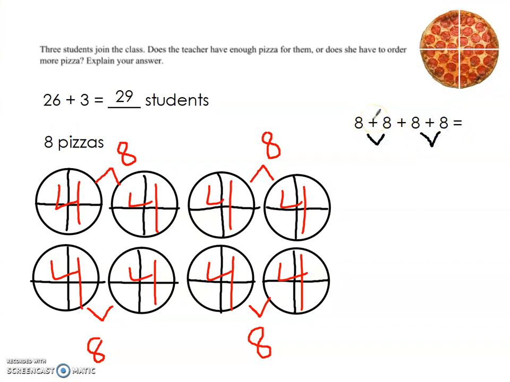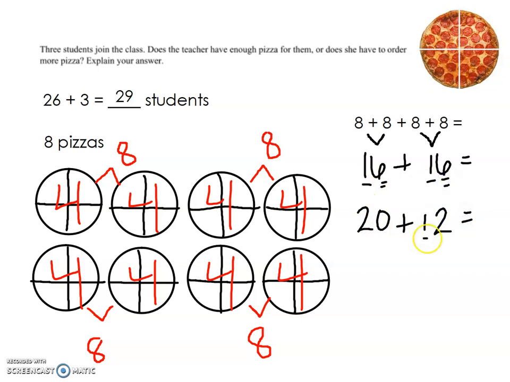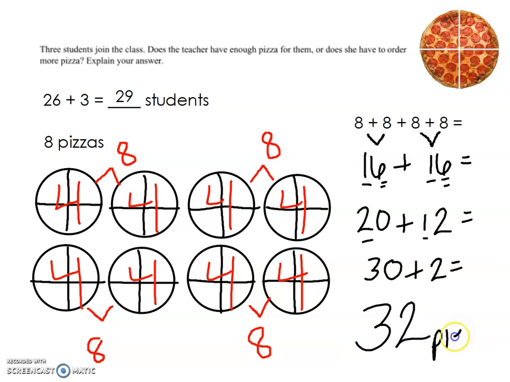So I know that 8 plus 8 is 16, 8 plus 8 is 16, okay? And here I know that I have a 10 and a 10, which is 20, and my 6 and my 6, which is 12, okay, which I'm going to add my 10s again. My 10 and my 10 is 30, plus my 2 gives me 32 pieces.